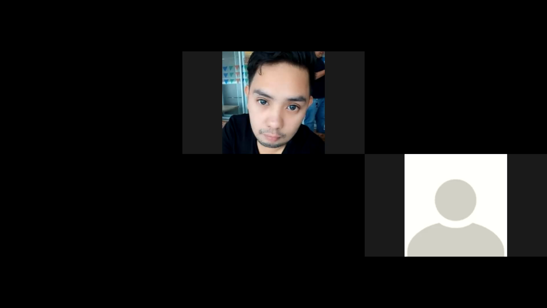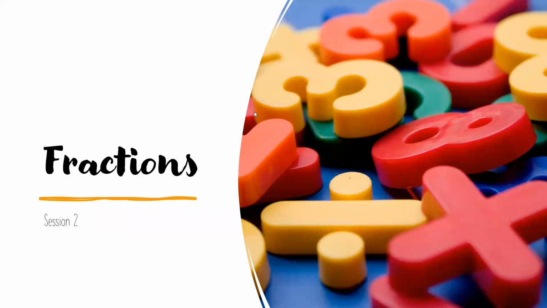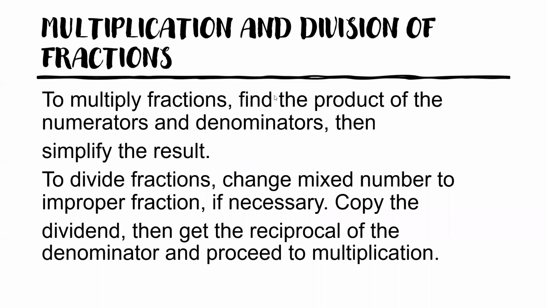Okay, so let me share my screen first. Okay, so session still we are on fractions. When we are dealing with multiplication and division of fraction, to multiply fraction, find the product of the numerators and denominators, then simplify the result. To divide, change the mixed number to improper fraction if necessary. Copy the dividend, then get the reciprocal of the denominator, then proceed to multiplication.